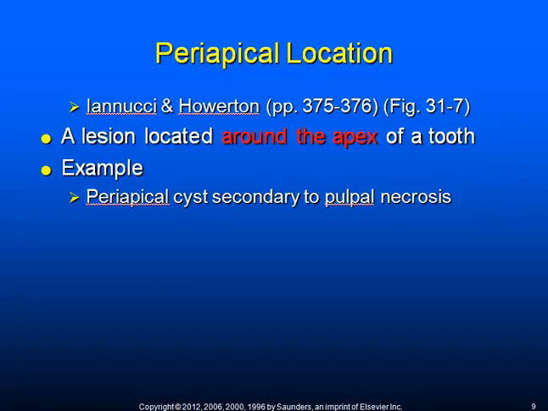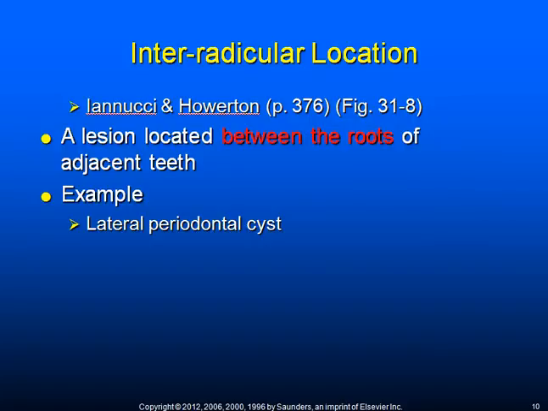A periapical lesion is a lesion that's located around the apex of the tooth. Peri means around, apical means apex. Inter-radicular lesions are lesions located between the roots of adjacent teeth. The prefix inter means between.